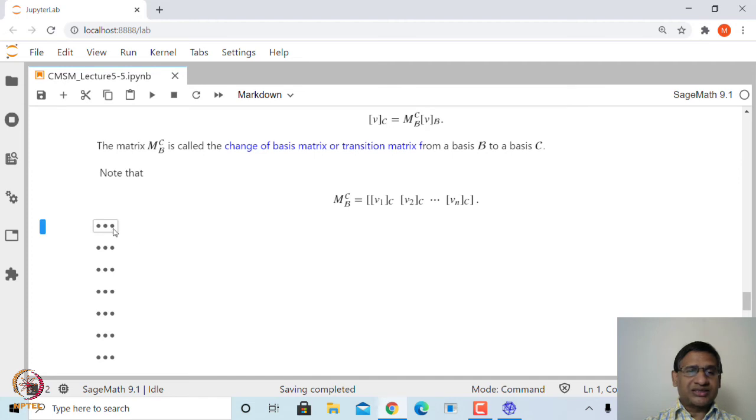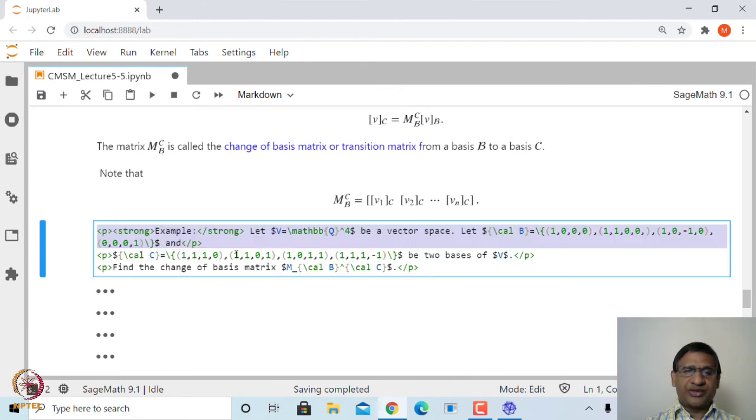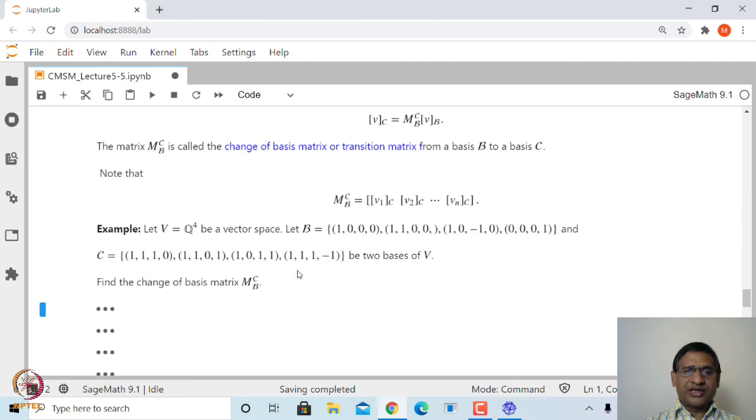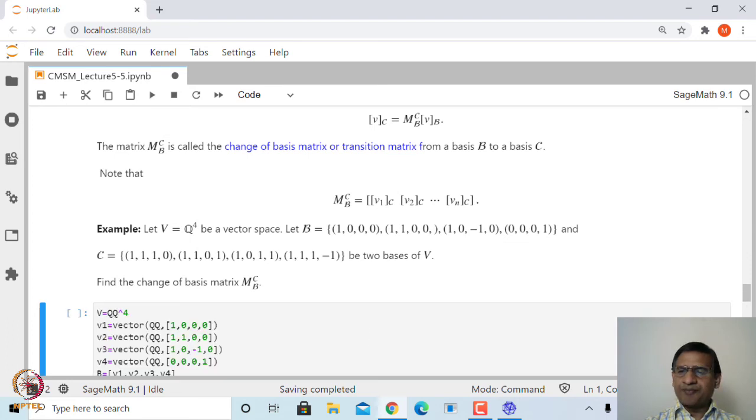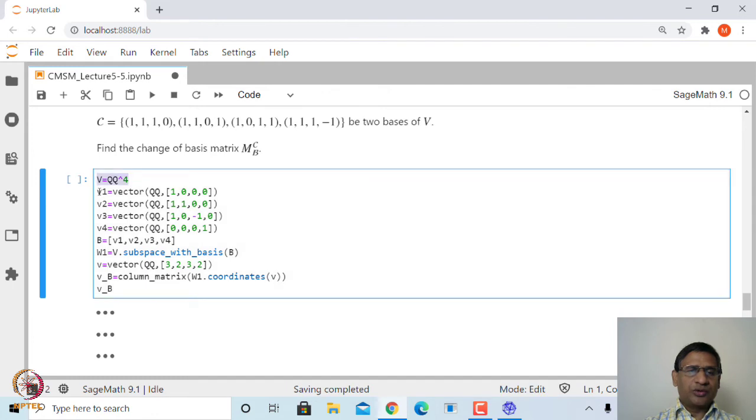So let us look at an example. Let us say B is these 4 vectors in Q4. You can check that this forms a basis. Similarly, let us say C, these are again some 4 vectors, and it forms a basis. We want to find this transition matrix. So how do we do that? In order to do this, let us declare V as Q4, V1, V2, V3, V4 is this, capital B is this set, and let us generate a subspace with this B as a basis, that is W1, and I have a vector V which is 3, 2, 3, 2. We want to find the coordinate of V with respect to this basis B.